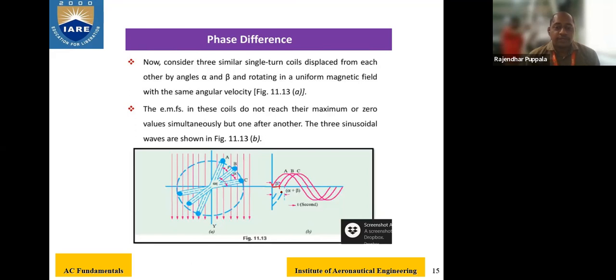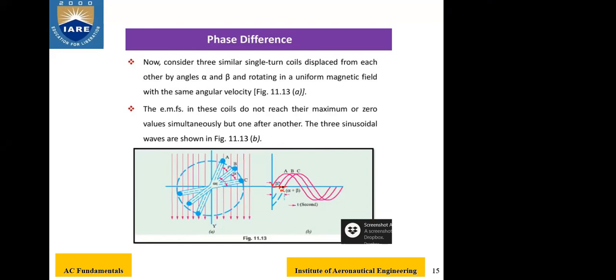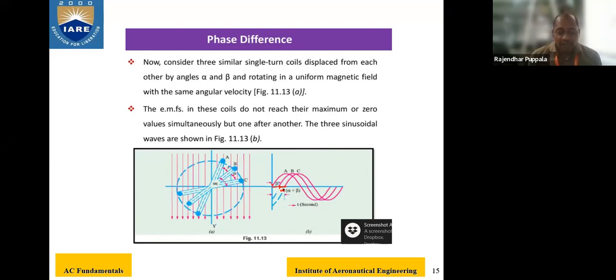So what is the phase difference here? The phase of A is 0, the phase of B is beta, and the difference between the phase is beta minus 0. So we will get the phase difference of beta here between these two waveforms, right? Now this coil C starts rotating with an angle of alpha after B is rotated. This angle we are considering as alpha here. Okay, C is started after an angle of alpha here. So the phase difference between B and C is alpha.